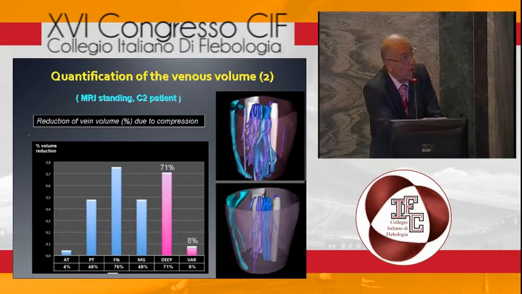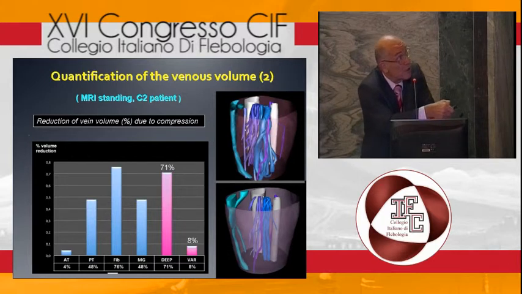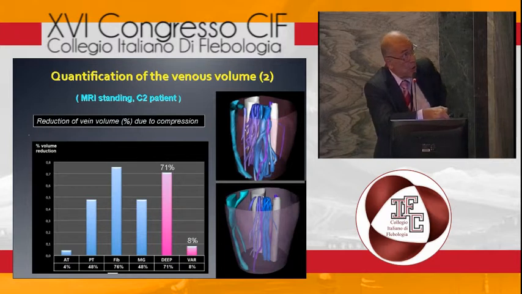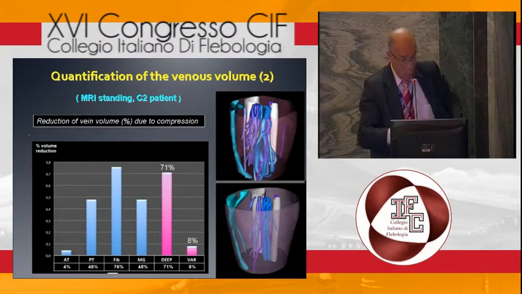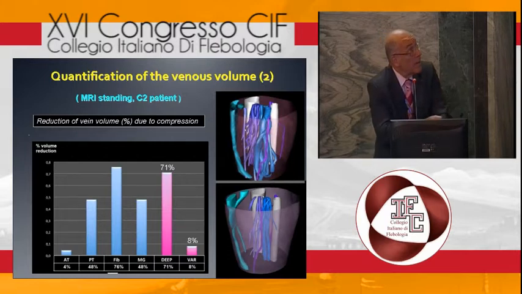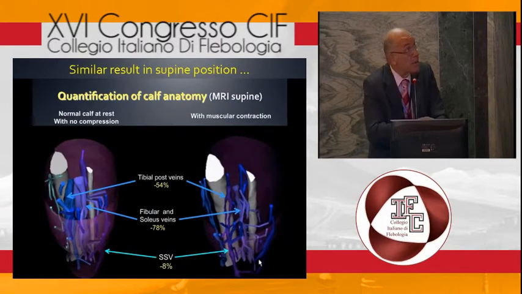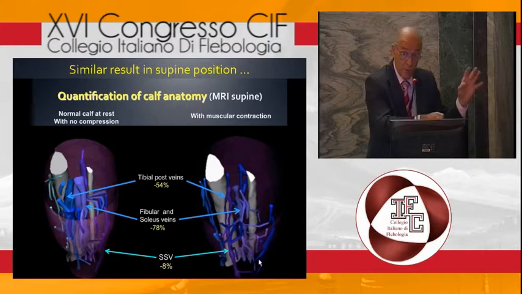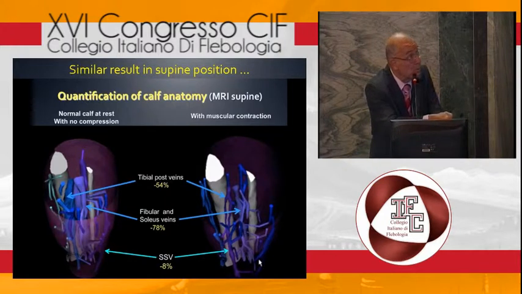The summary of this is that in the deep system you have a big reduction. It is only in this particular patient, a big C2 patient. You have a reduction of 71% in the overall deep system, while you have a reduction of only 8% in the superficial. Similar results are also seen in the supine position. Not so beautiful, but they are there, because it's the same effect of compression or contraction of the muscles.